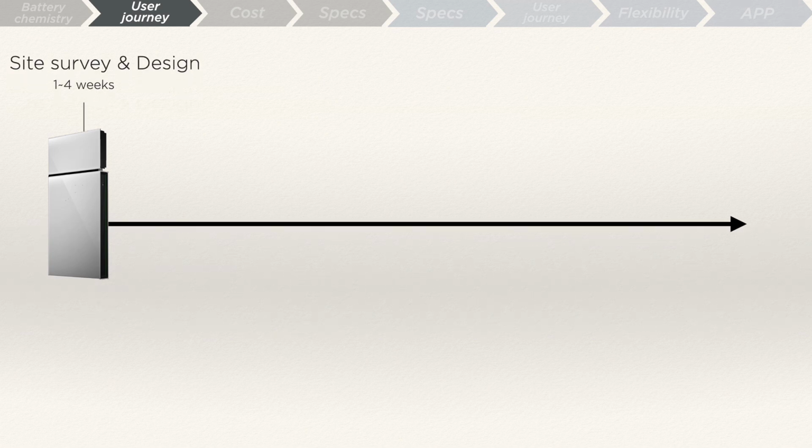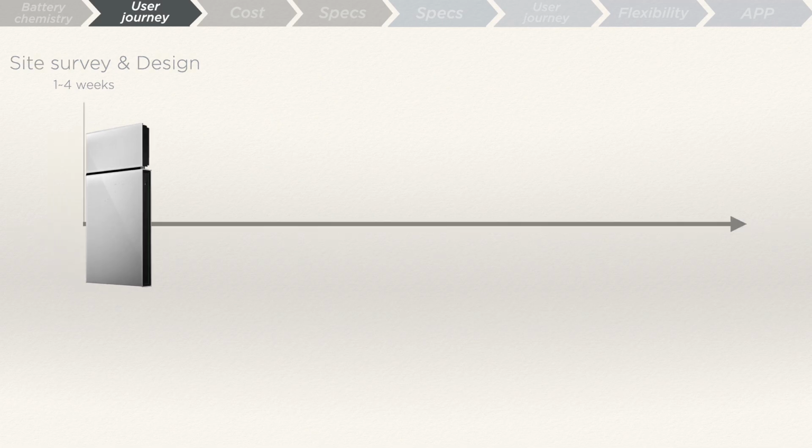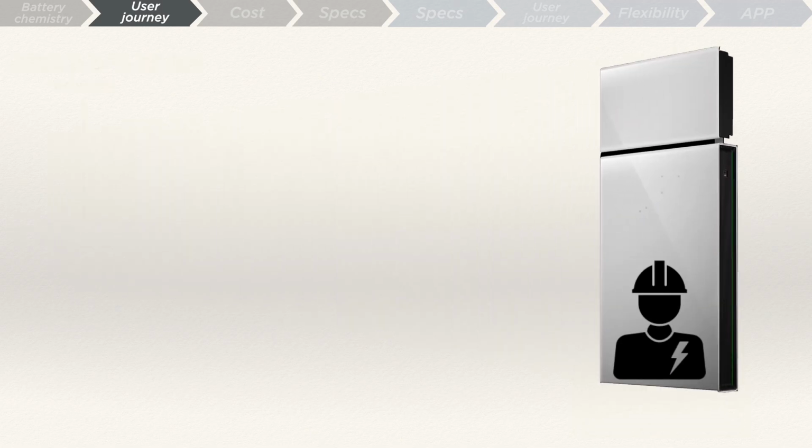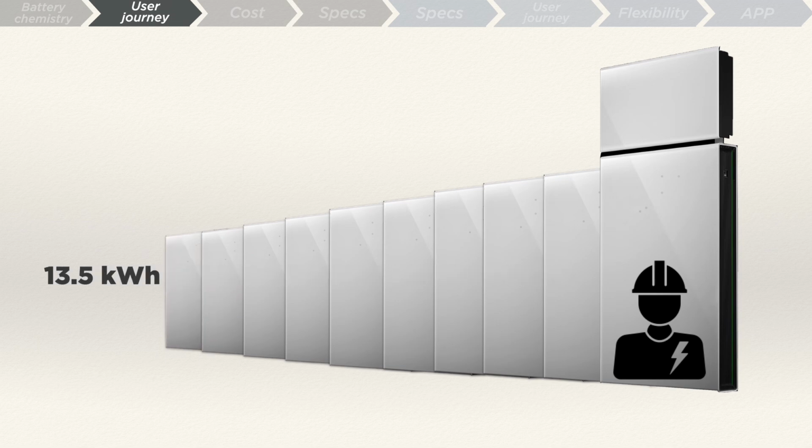After initial research, if you decide to go for a wall-mounted battery, for instance, the journey begins with a site survey and design phase, which typically spans 1 to 4 weeks, depending on installer availability and the complexity of your home energy system. So you await a certified installer to survey your site and design a system around the battery's 13.5 kilowatt hour capacity, expandable up to 135 kilowatt hour for comprehensive home backup.